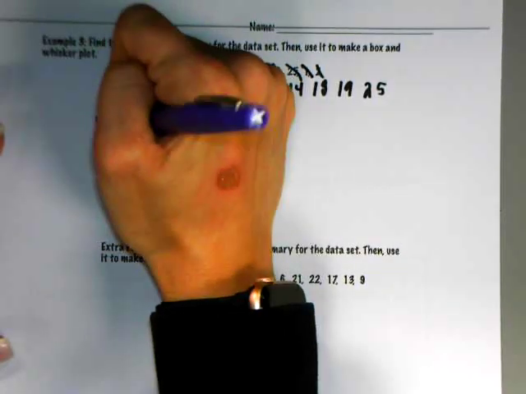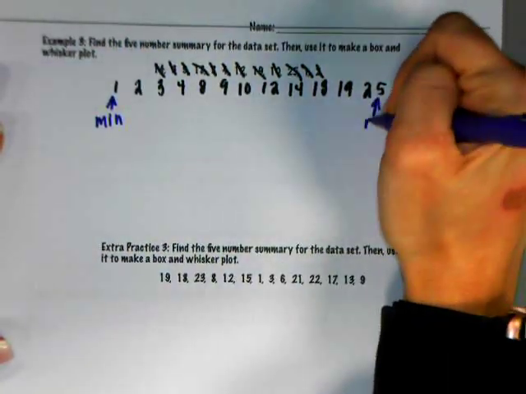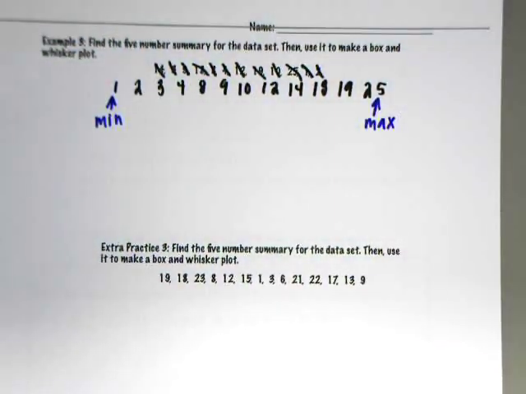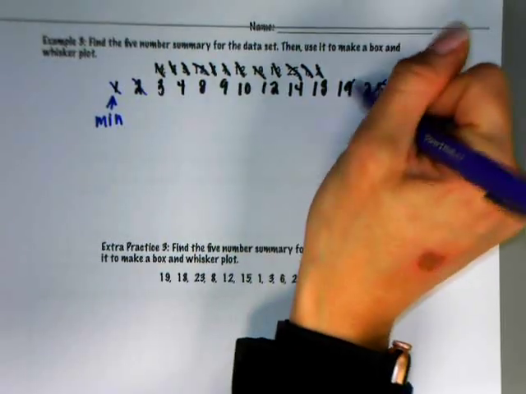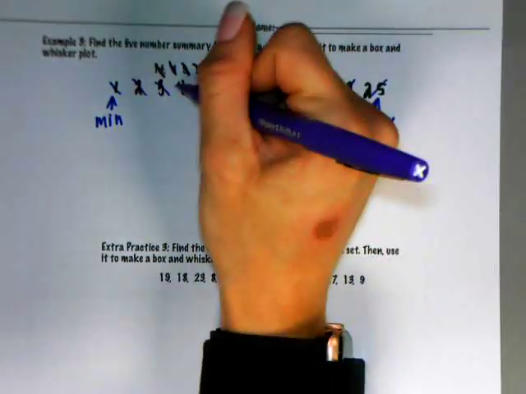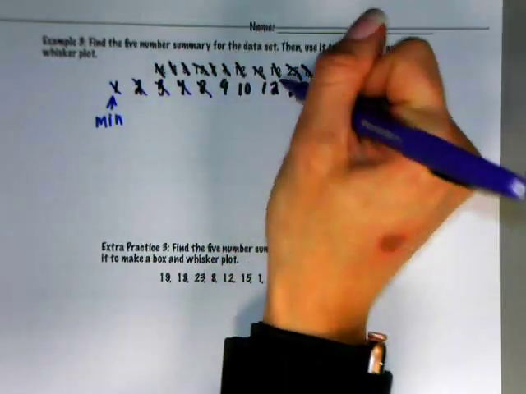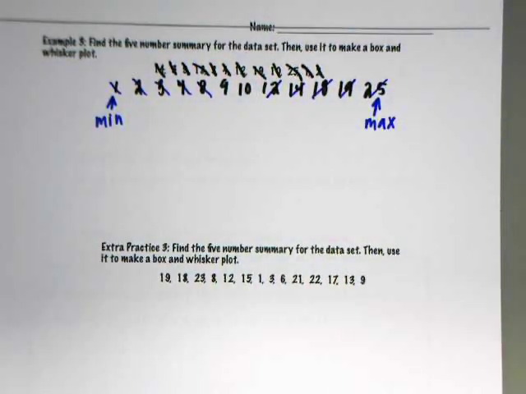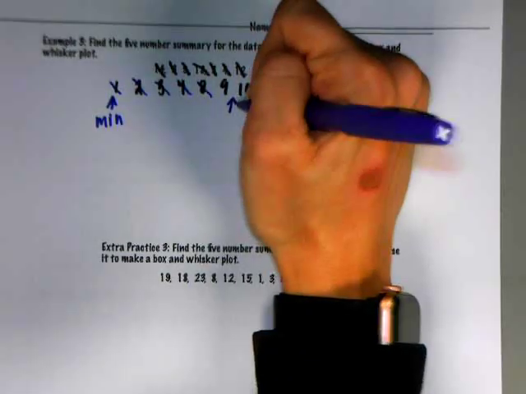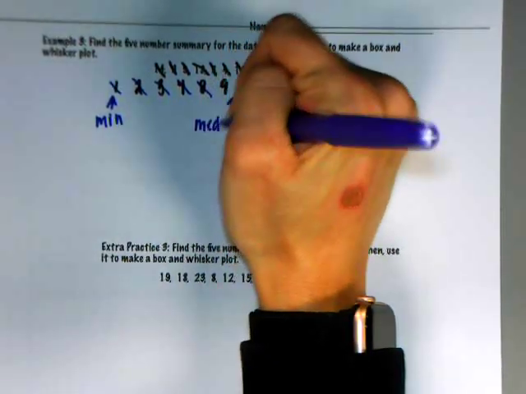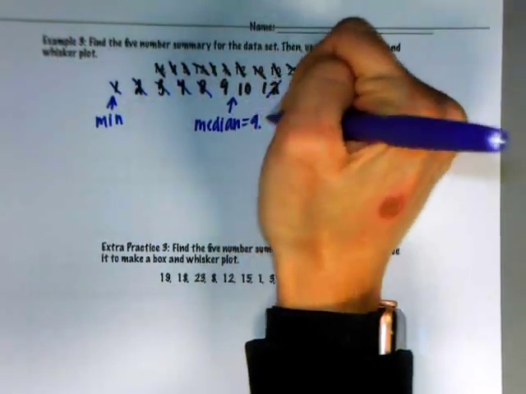Okay, so same thing for minimum and maximum. And then still find the median. Okay, so this one we don't have an actual median. It's between 2. So what would the median be? Yep, 9.5.